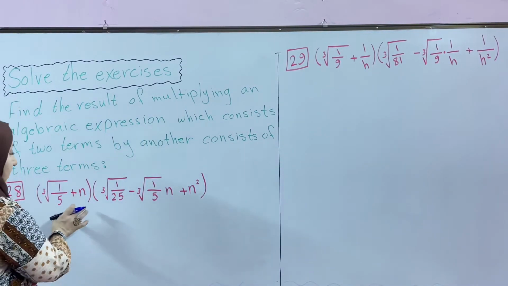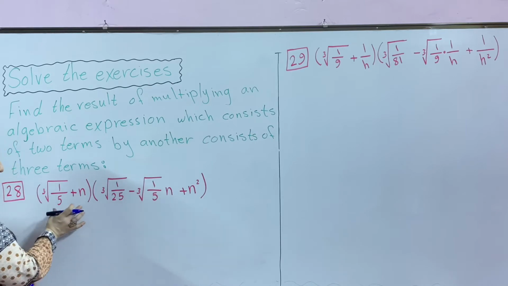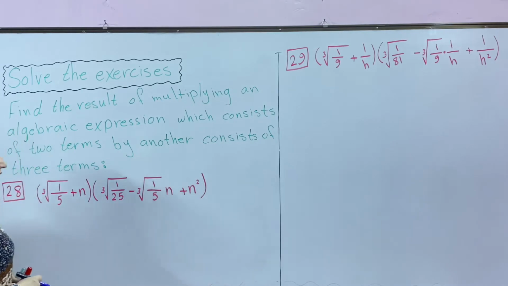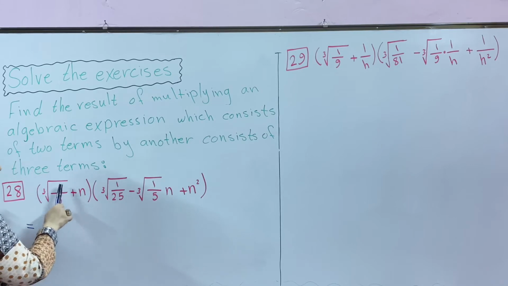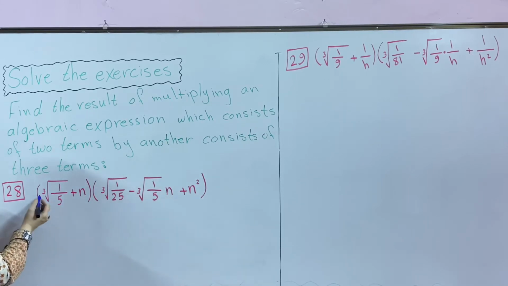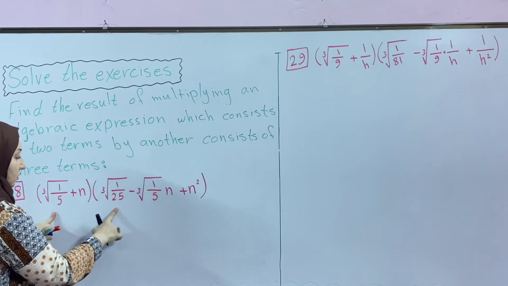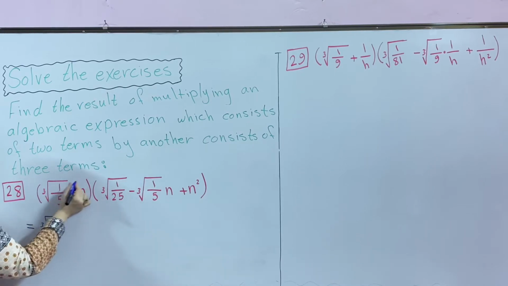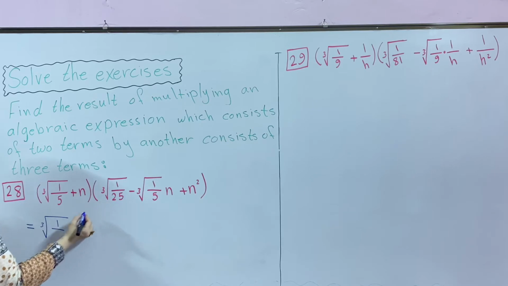Also we have multiplying of two algebraic expressions. One of them consists of 2 terms and the other consists of 3 terms. We will use the property of distribution, but here we will see that we have the cubic root for a fraction. Cubic root of 1 on 5 multiplied by cubic root of 1 on 25, it will be cubic root of 1 multiplied by 1, 5 multiplied by 25, 125.